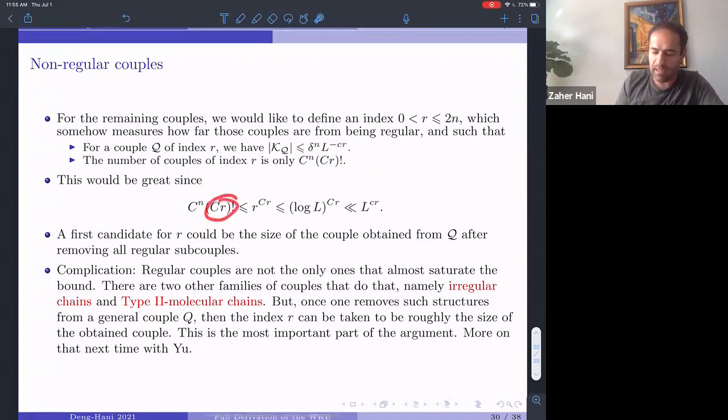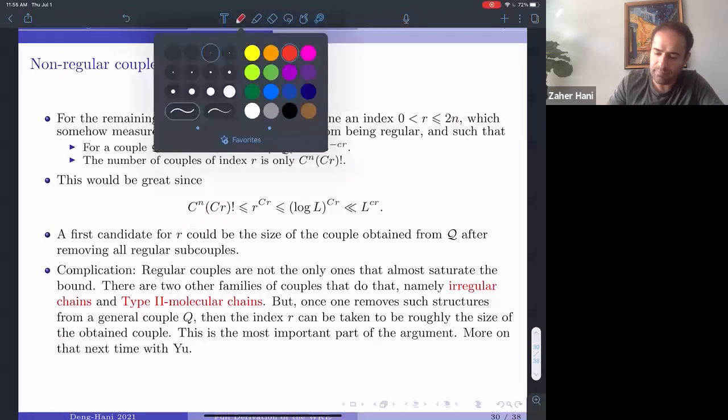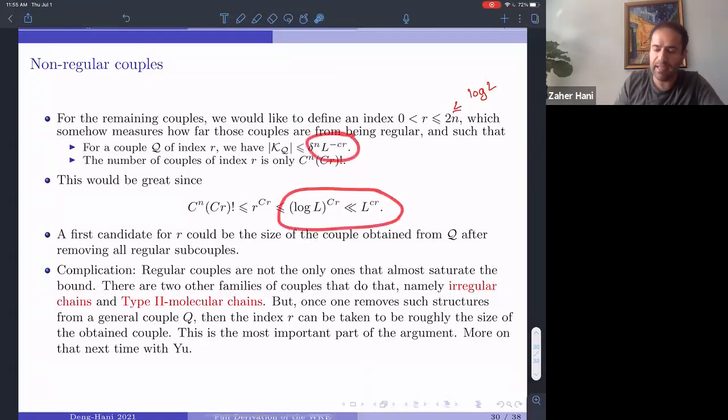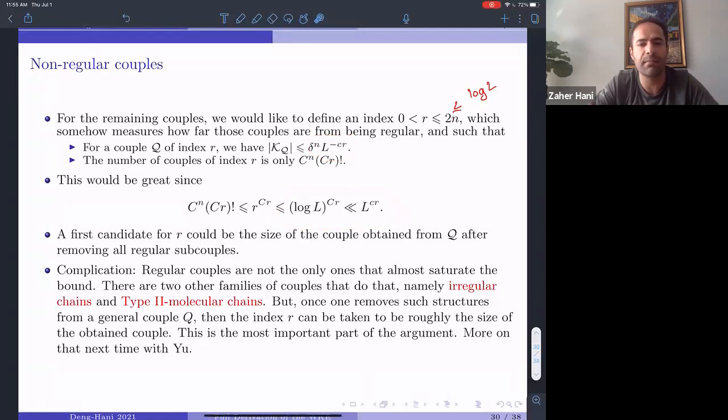If you estimate CR factorial by R to the CR, then since R is less than N, and N is always less than some power of log L, say log L or log L to the 3, then this is less than log L to the CR, which is much, much less than L to the CR, the gain that I'm getting from the estimate on this couple. So this is what clinches the argument. This is what closes the argument.